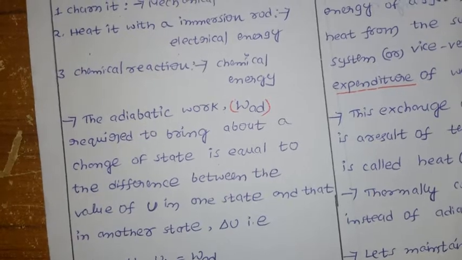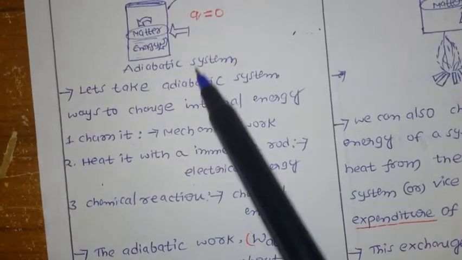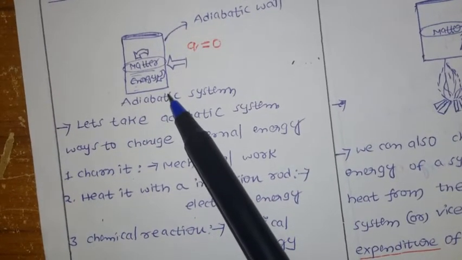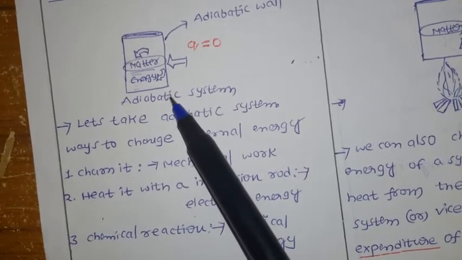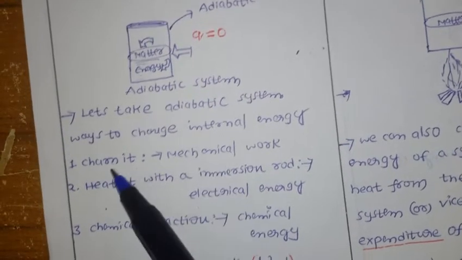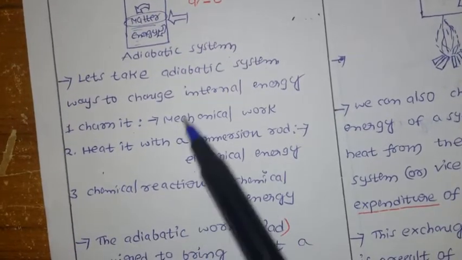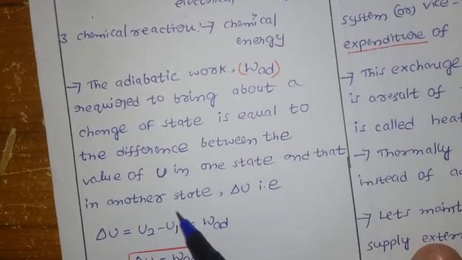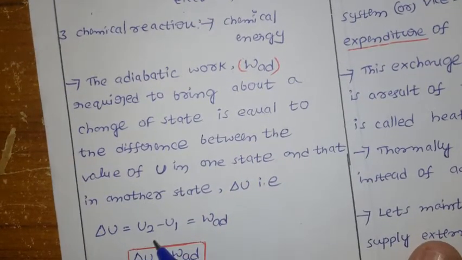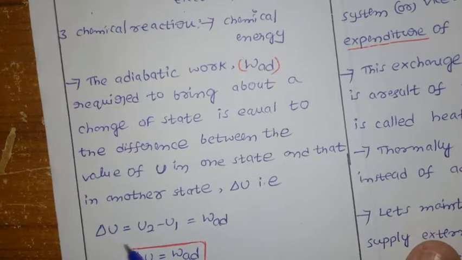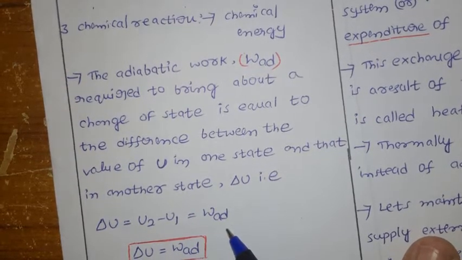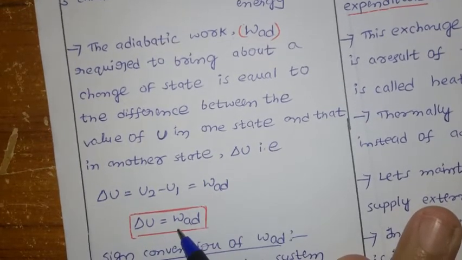Here, once you are doing some work, there is a change in internal energy. Internal energy, as we already said, is a state function. State function means it depends on the initial state and final state, not on the path. Here you are churning and heating with the immersion rod and chemical reaction, so there is a change in internal energy, that is, delta U. Since it is a state function, you take the final state minus the initial state. Whatever the change in internal energy is, it equals the work for the adiabatic process. So simply you can write delta U equals W adiabatic.